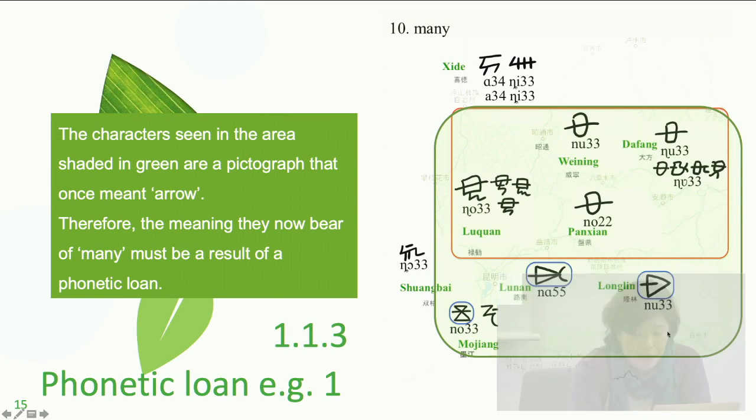This is a map of the characters meaning many. And the characters seen in the area shaded in green are a pictograph that once meant a row. Therefore, the meaning they now bear of many must be a result of a phonetic loan.